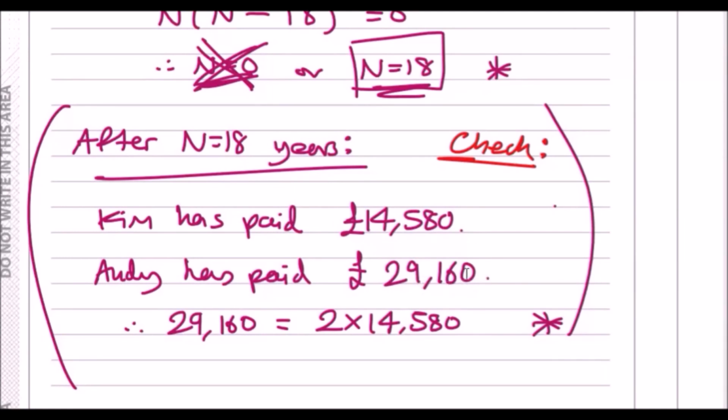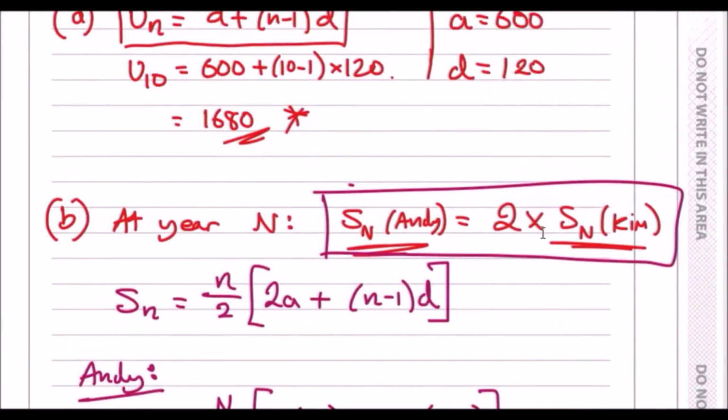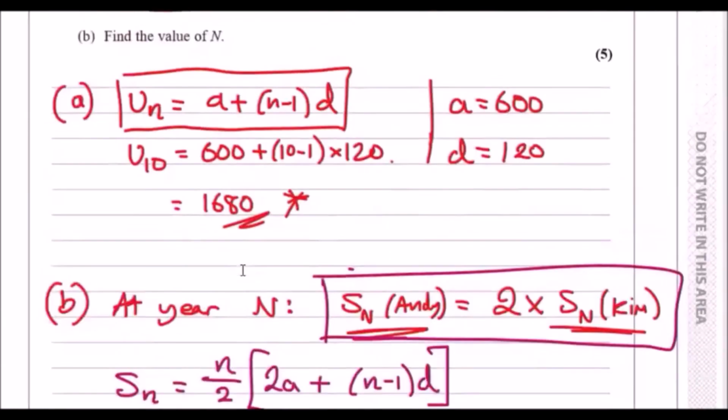And to check this is exactly double, you can see that 2 times 14,580 is the same amount Andy paid. And voila, that's it. You don't have to do this bit. This is just a verification check for ourselves, just so we can see the figures ahead of us. But yeah, as long as you got this first statement done, then you did well.